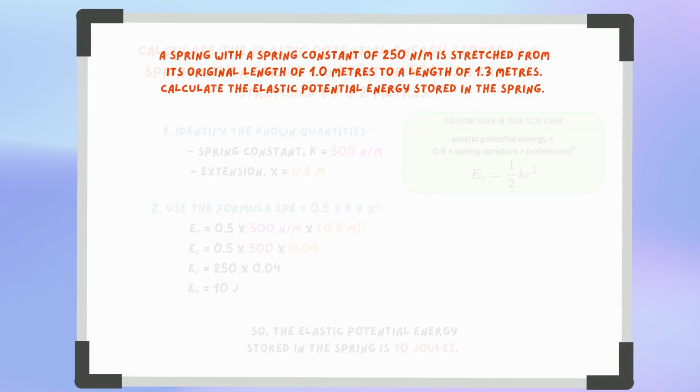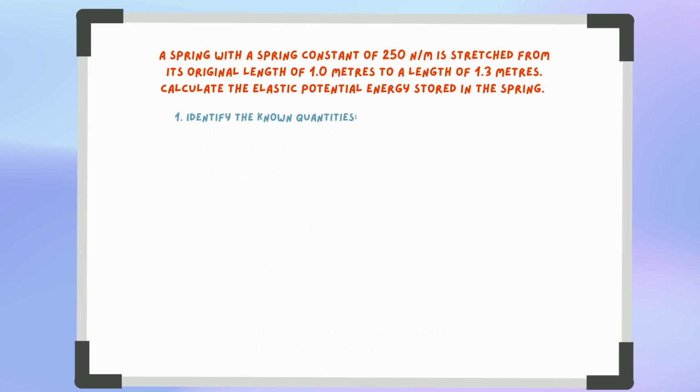Let's look at another problem. A spring with a spring constant of 250 newtons per meter is stretched from its original length of 1 meter to a length of 1.3 meters. Calculate the elastic potential energy stored in the spring. First, start by identifying the known quantities. The spring constant is 250 newtons per meter. The original length is 1 meter, and the stretched length is 1.3 meters.